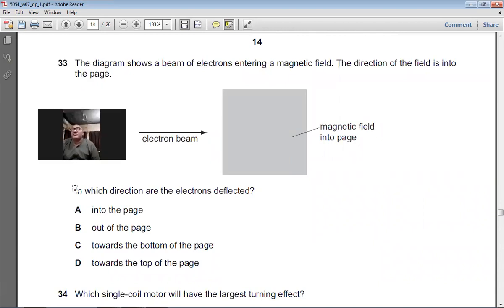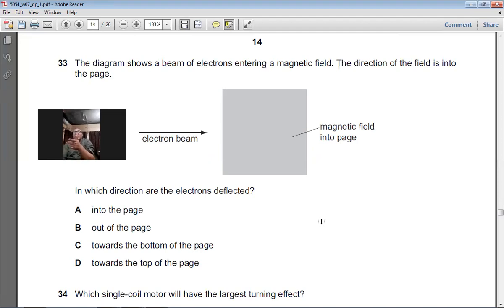The diagram shows a beam of electrons entering a magnetic field. The direction of the field is into the page. In which direction are the electrons deflected? So here we will apply the left hand rule. According to the left hand rule, this is my left hand. Stretch these fingers such that they are perpendicular to each other. This thumb is showing the direction of the force. This index finger is showing the direction of the magnetic field. And this middle finger is showing the direction of the current. But this law is about the conventional current, not about the electrons. So let's apply it on the electrons.